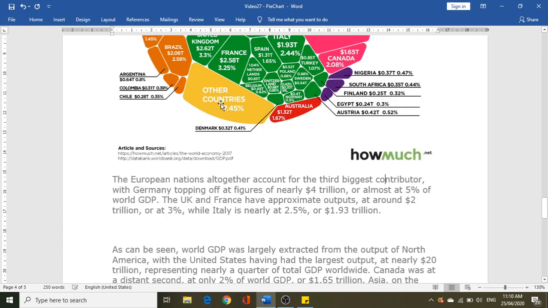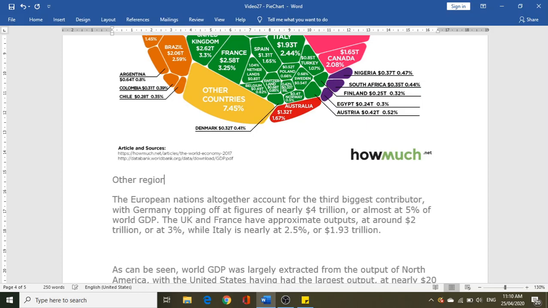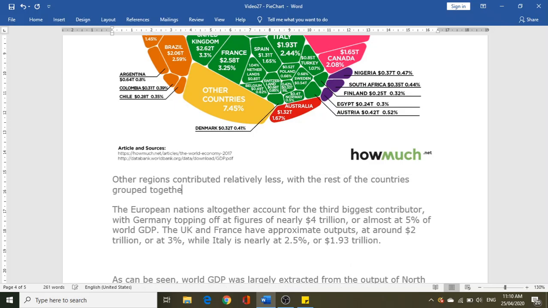Let's have a separate paragraph for that. Other regions contributed relatively less, with the rest of the countries grouped together, combining 7.45% of total world GDP.